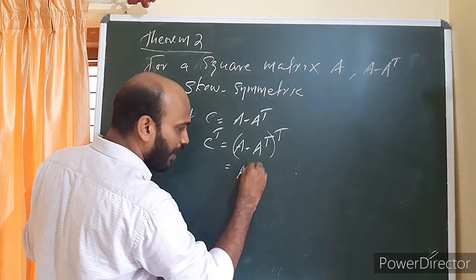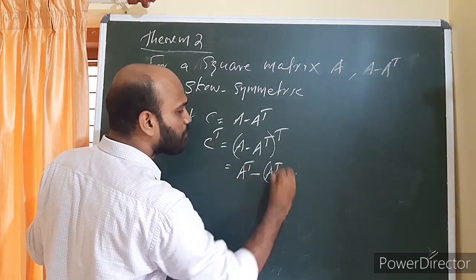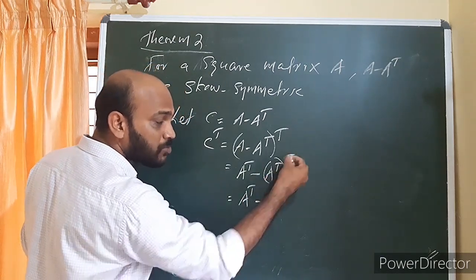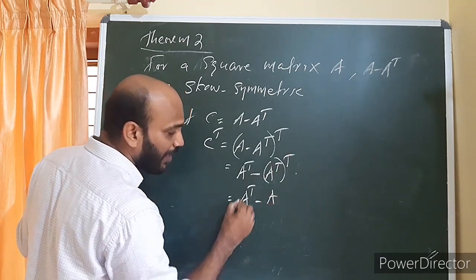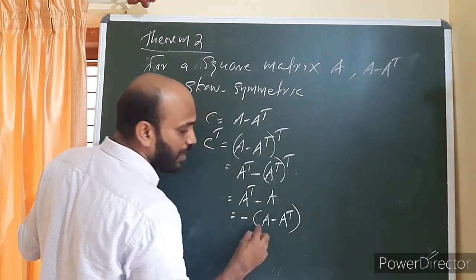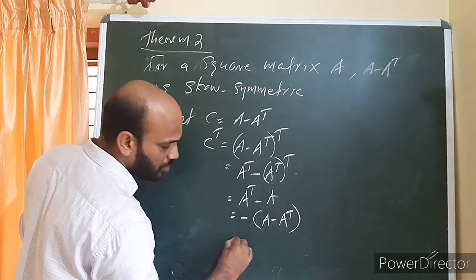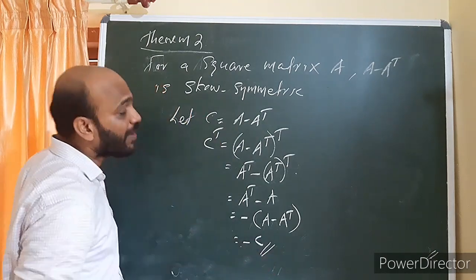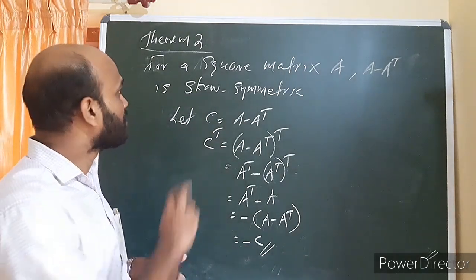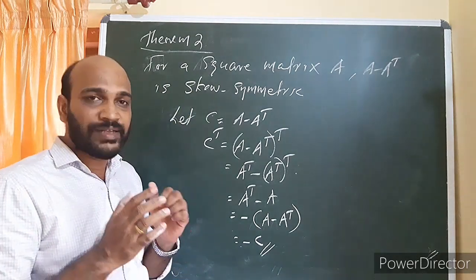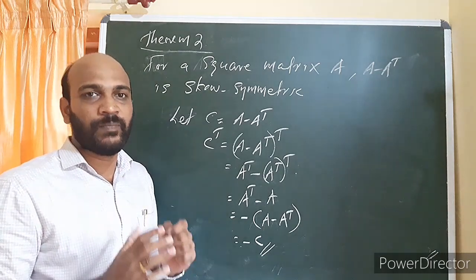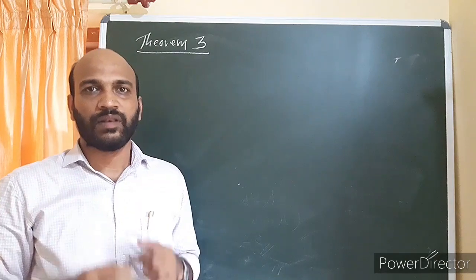Therefore this will be A transpose minus A transpose whole transpose. That is equal to A transpose minus A, since A transpose whole transpose is A. That is minus of A minus A transpose. A minus A transpose equal to C. So this will be equal to minus C. That means we are getting C transpose equal to minus C. Therefore C is skew symmetric. So these two are two important theorems. For a square matrix A plus A transpose will be always symmetric and A minus A transpose will be always skew symmetric. Okay.